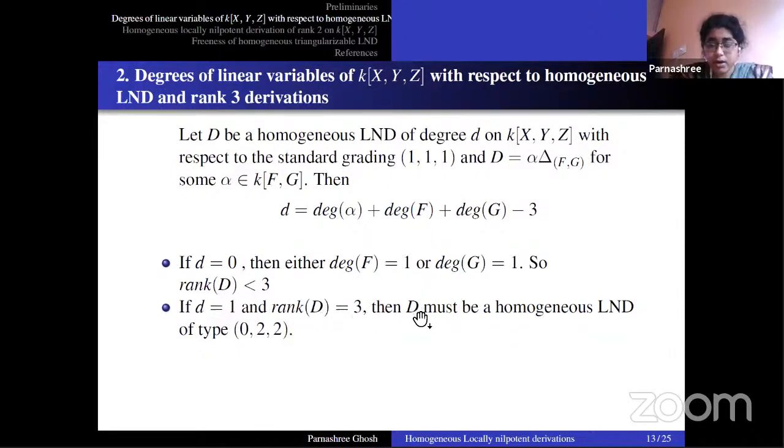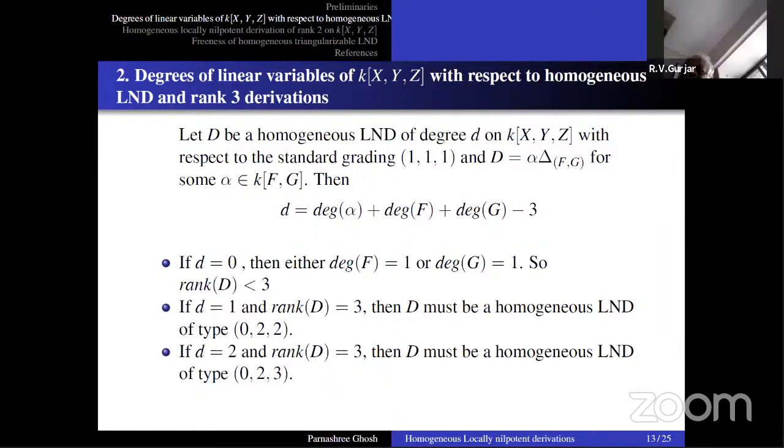Now for d equals 1, if I need the rank of capital D to be 3, then from this inequality we can observe that D must be a homogeneous locally nilpotent derivation of type 0, 2, 2. For d equals 2, if we want the rank to be 3, then again from this equality we can observe that it should be a homogeneous locally nilpotent derivation of type 0, 2, 3.